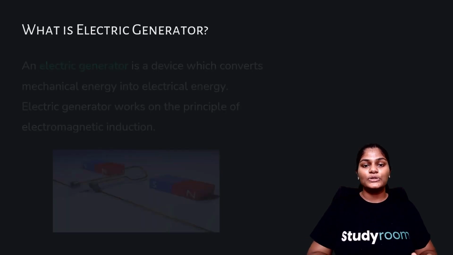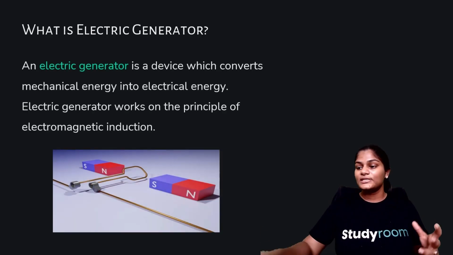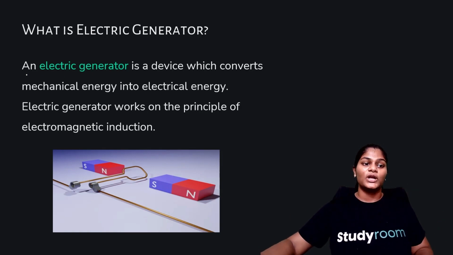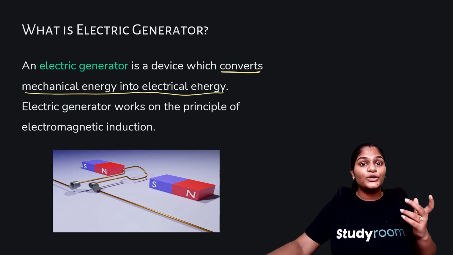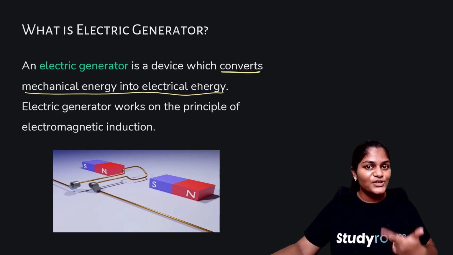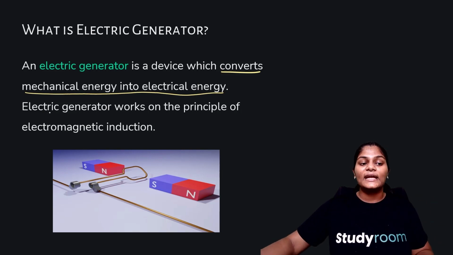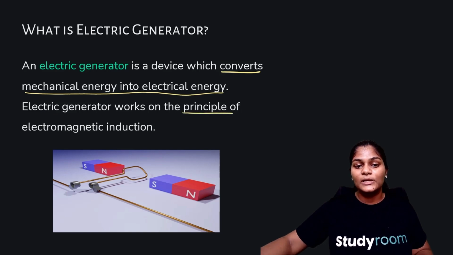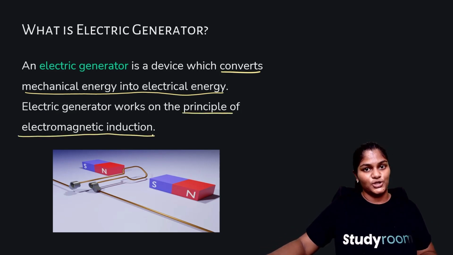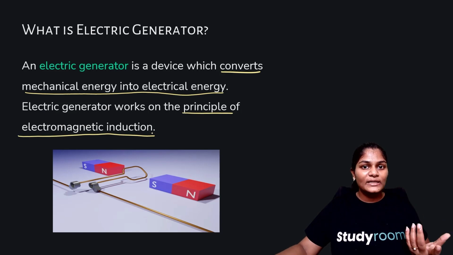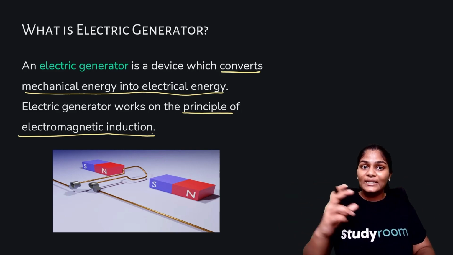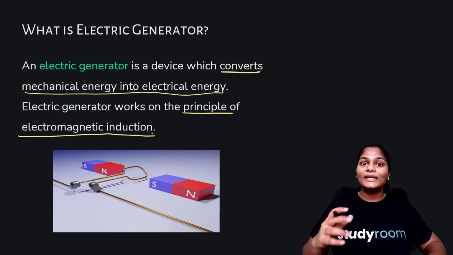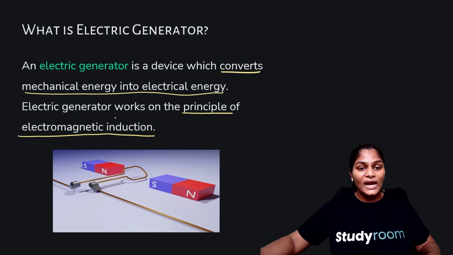Now we're going to see what an electrical generator is and the principle that it works on. An electrical generator is a device that converts mechanical energy into electrical energy, which I told you is the exact opposite of what an electrical motor does, right? Then it says that the electric generator works on the principle of electromagnetic induction. Now, what does electromagnetic induction mean? Do you remember what we did last time? We saw that a changing magnetic field in a coil can give rise to a current. So that is what we are going to do.